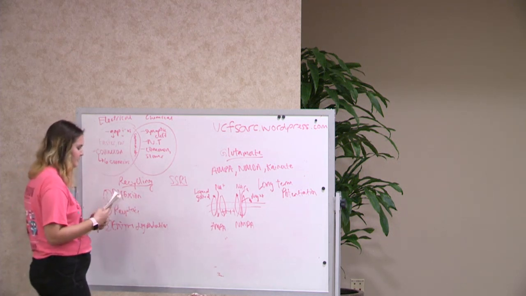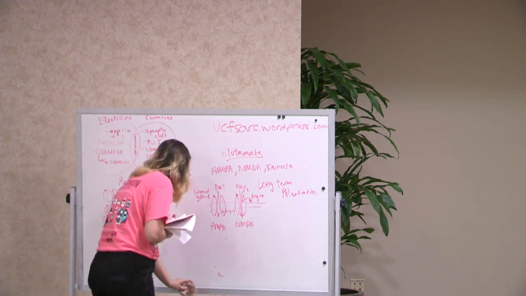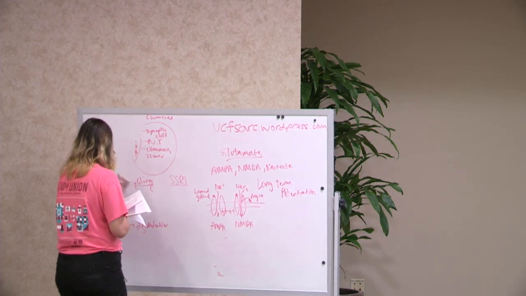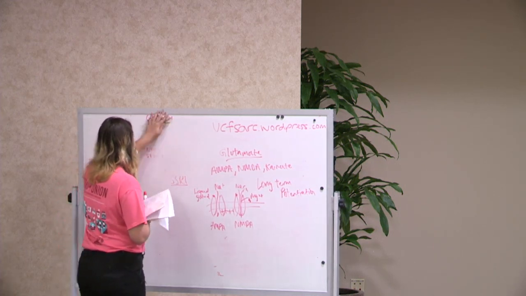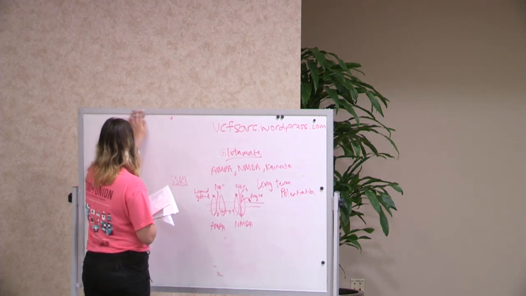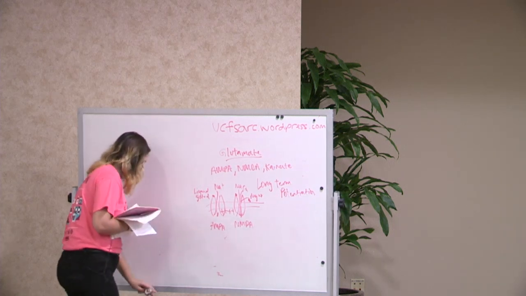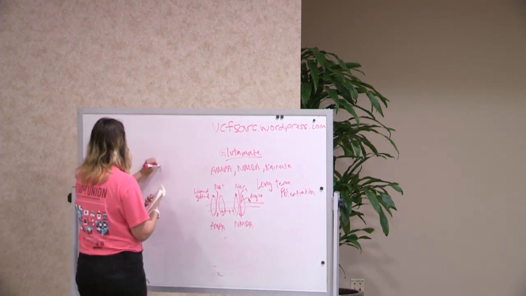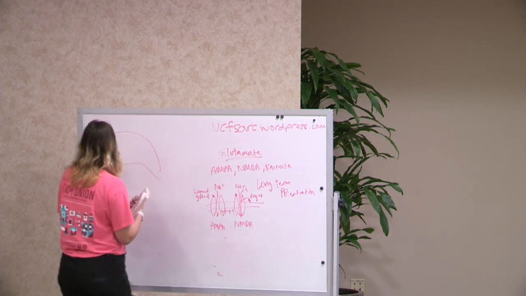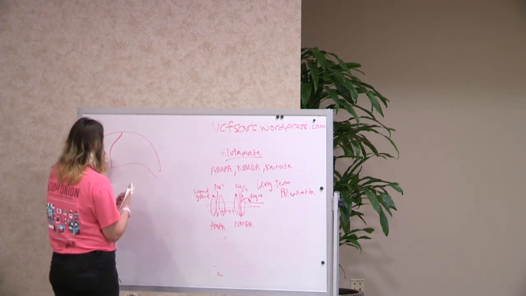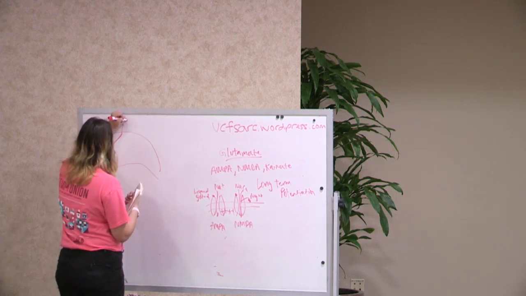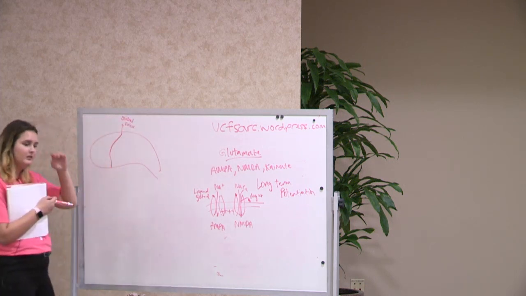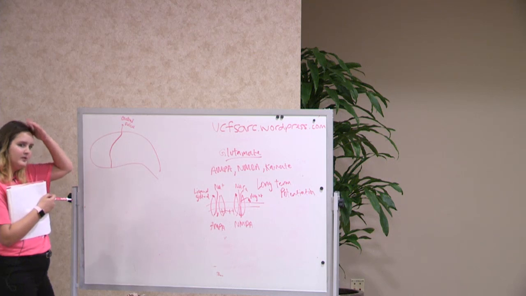Okay, and then there's one last thing on my list. Which is the pre and postcentral gyrus. So if this was the brain, we have our central sulcus. And the central sulcus is about like right here, and it divides our frontal lobe and our parietal lobe.